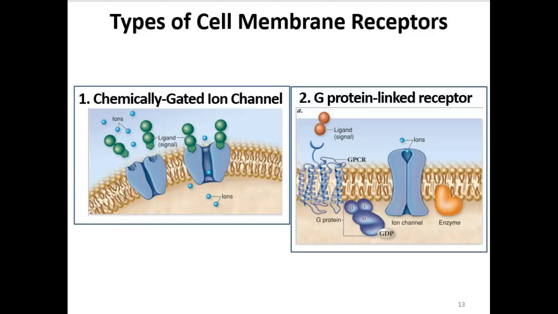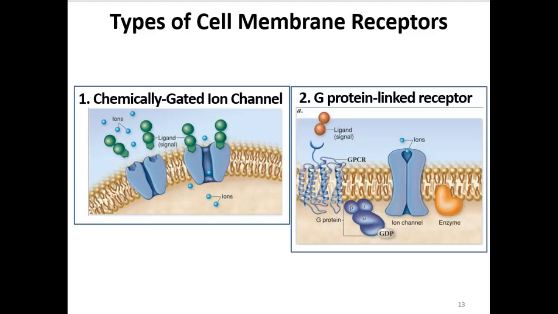In one type of cell membrane receptor binding to its ligand, the receptor is also an ion channel. It allows a specific ion to pass across the membrane. This is shown in the box labeled number 1. When a ligand binds to the receptor, which is also a channel, it opens, and the ion is allowed to diffuse in a direction consistent with its concentration gradient. We call these cell membrane receptors chemically gated ion channels.